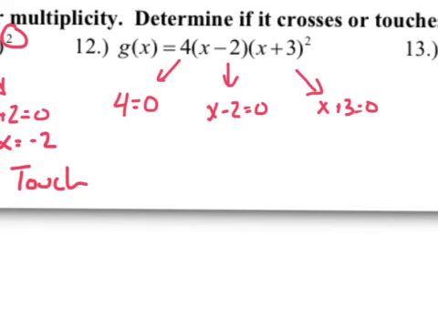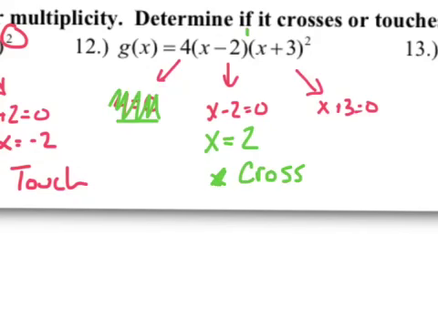On number 12, I set each part equal to 0. I get 4 is equal to 0. There's no x involved, so I really don't care about it. It's not going to be an x-intercept because it does not have x. When I set x minus 2 equal to 0, x is 2. The number on the outside of the parentheses is a 1, so it's going to be a cross. X plus 3 squared, so x is equal to negative 3. It's a 2, so it's touch.